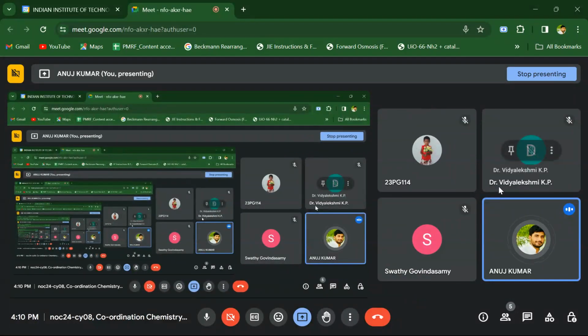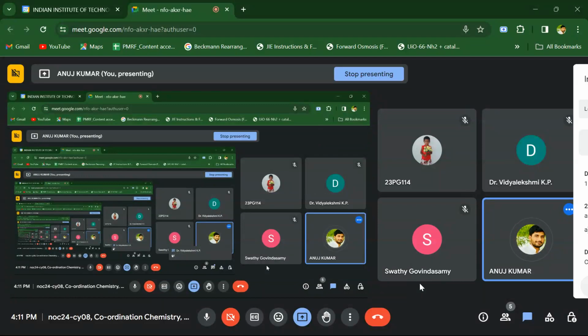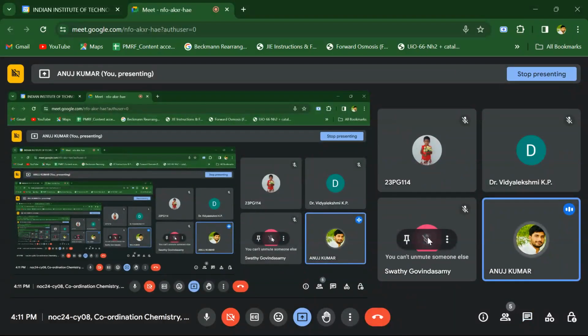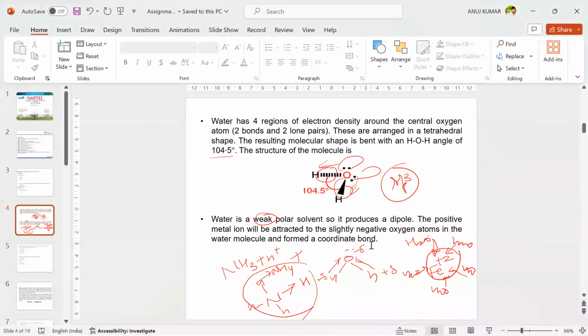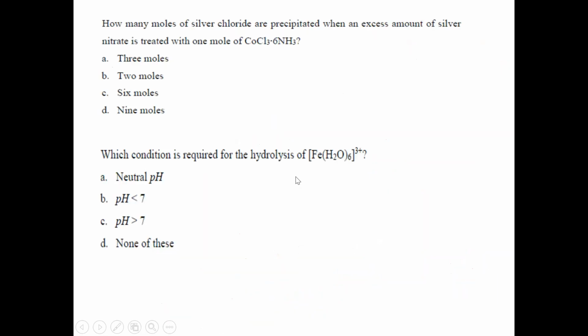The type of bonding will be further explained when you read valence bond theory and crystal field theory. Here it is basically an introductory assignment about coordination chemistry. I think it is clear, right? So moving forward to the next one.